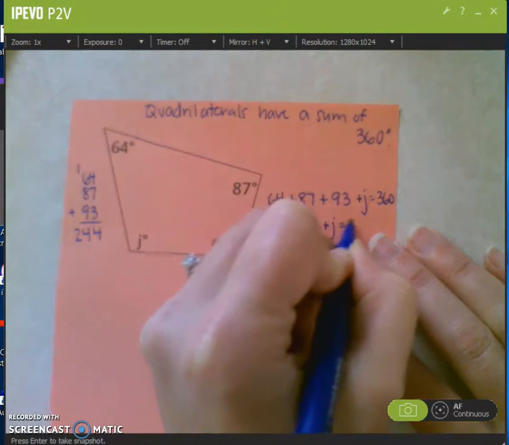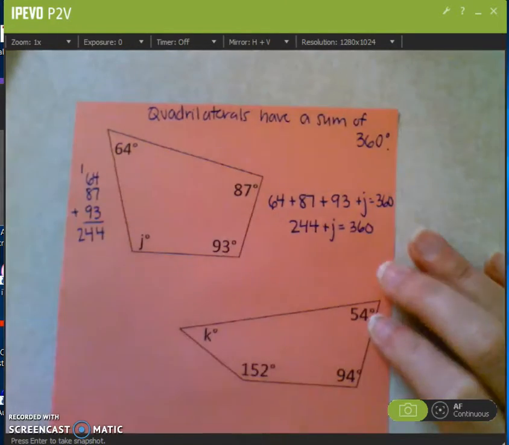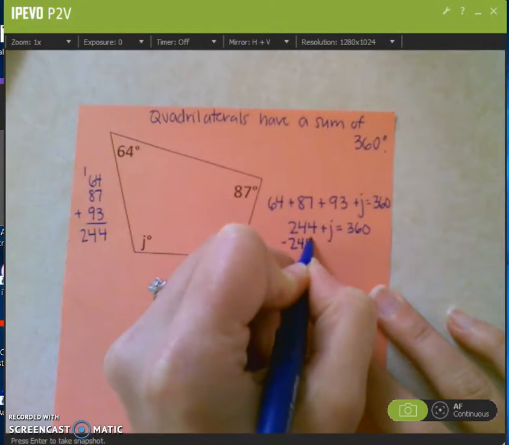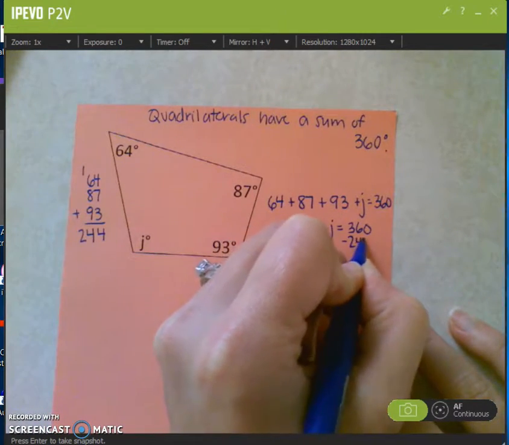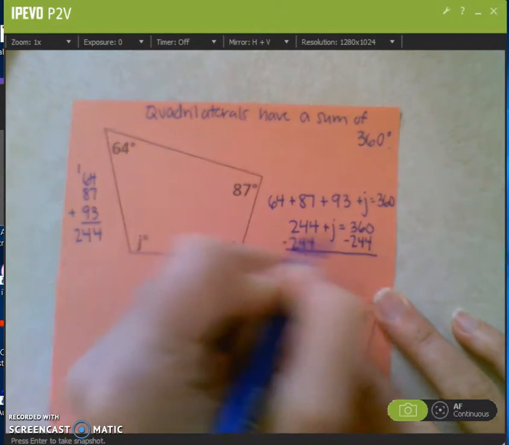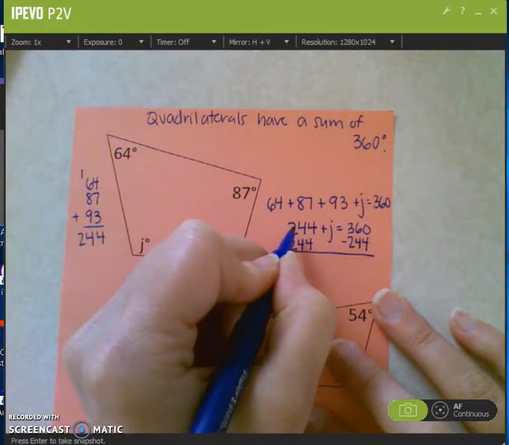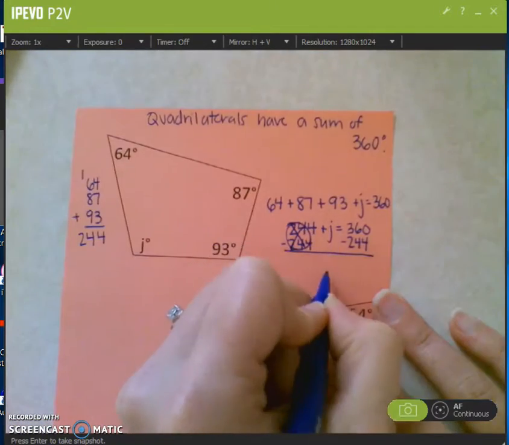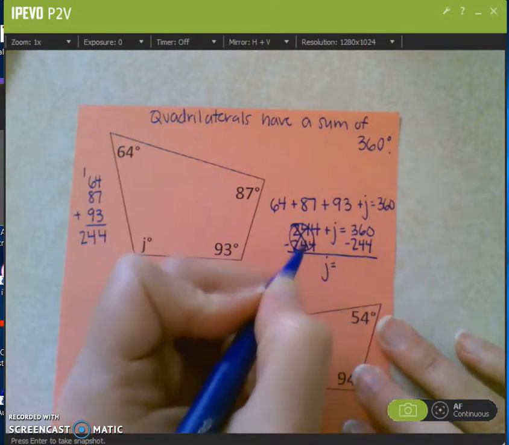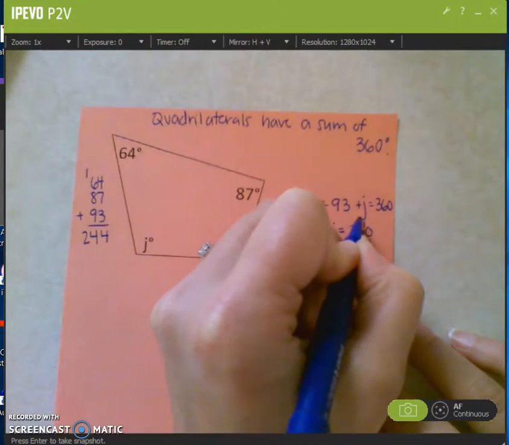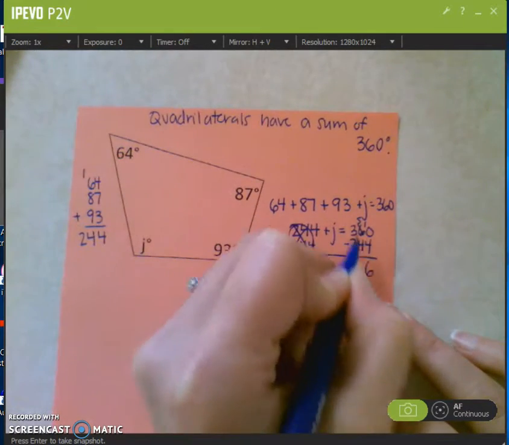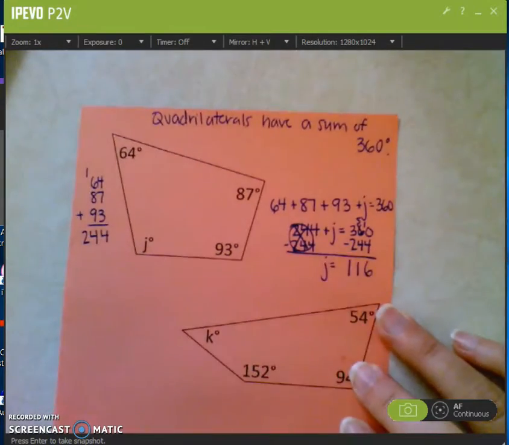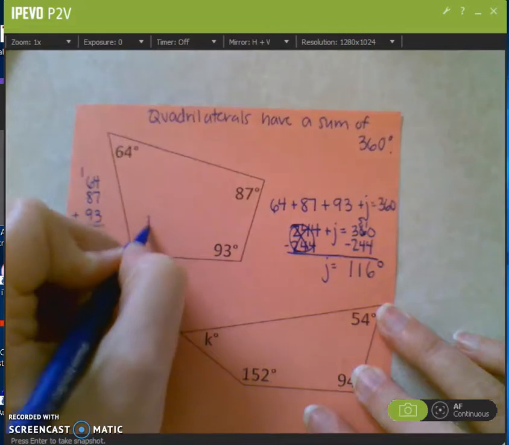plus j equals 360. And the inverse of adding 244 is subtracting 244. If I do it to one side, then I have to do it to the other. So 244 minus 244 is 0. Those cancel out. I can pull down my j. And now I'm going to do the subtraction here. 10 minus 4 is 6. 5 minus 4 is 1. 3 minus 2 is 1. I've got j equals 116 degrees.